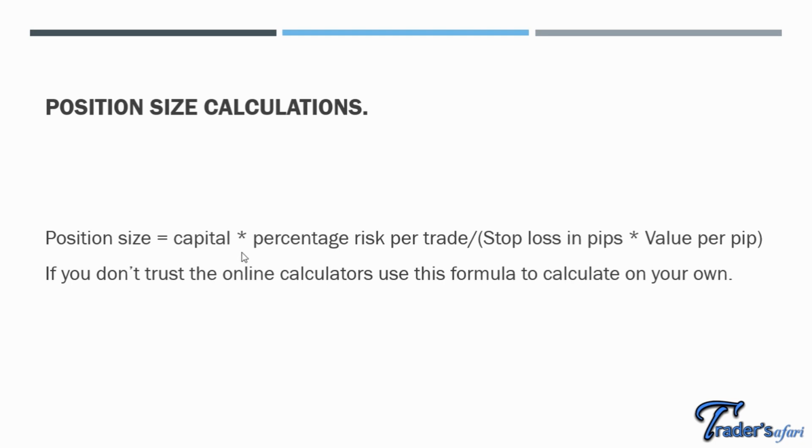We have seen what's value per pip, you know what a stop loss is, you know what is percentage risk per trade, so you can easily calculate the position size on your own. And also, to make this clear, position size is equal to lot size. So when someone says position size, he actually means lot size.